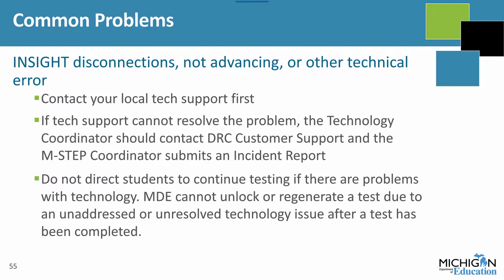In the online administration, there may be an issue with Insight disconnections or other technical errors. This can be due to a local connectivity issue or a network issue, or it may be an issue that needs to be resolved with DRC. So the first step in any situation of a technical issue while testing online is to contact your local technology coordinator.